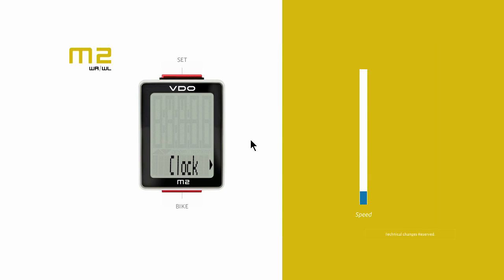The next setting on the M1 and M2 wired, as well as the M1 and M2 wireless models, relates to the speed indicator. One function is always displayed on the device in large format. If you change from the speed to another function, e.g. distance, you can revert back to the speed on the display by pressing the Set button.